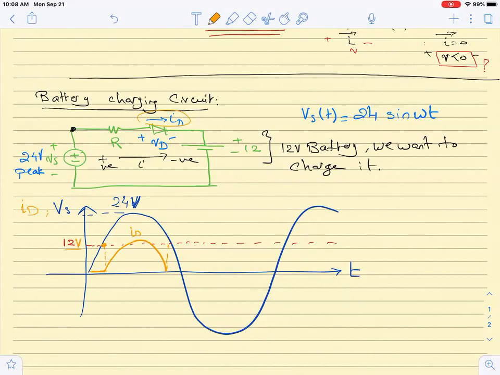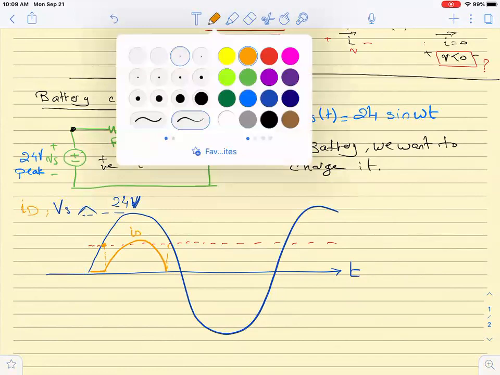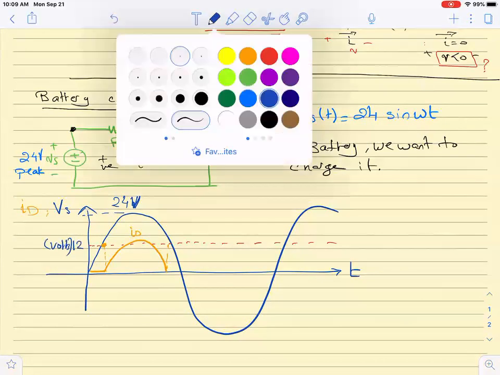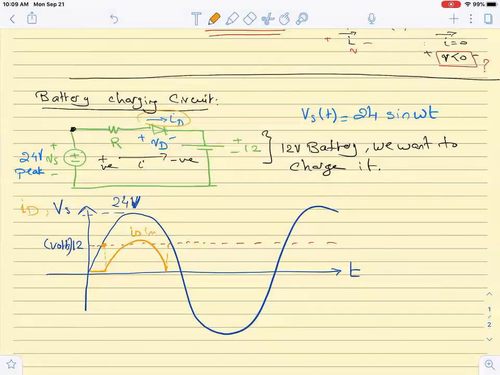Okay, so let me draw the 12 volts in blue, as the limit for the voltage, so you can distinguish between the voltage and the current. So this is 12 and this is in volts, and this is ID, which of course is in milliamps. This is a sketch we are drawing here.